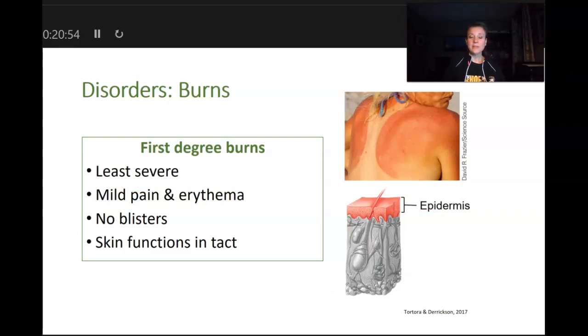So I know that if you've taken a first aid class, you've probably heard of first, second, and third degree burns. Your book also talks about a fourth degree burn, so I added a slide for that here. So a first degree burn is the least severe kind of burn. It's where only the epidermis is affected, but the skin functions are still intact. Is it painful? Sure, it can be painful, but it will heal itself very quickly. A first degree burn is not characterized by any kind of blister.